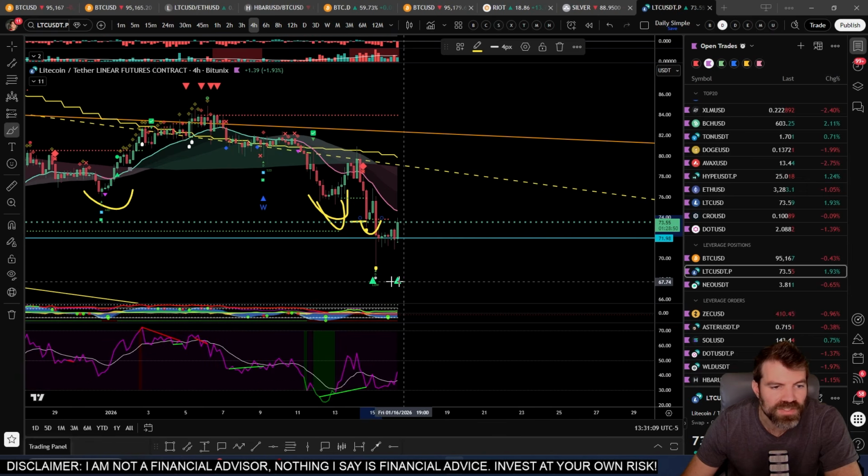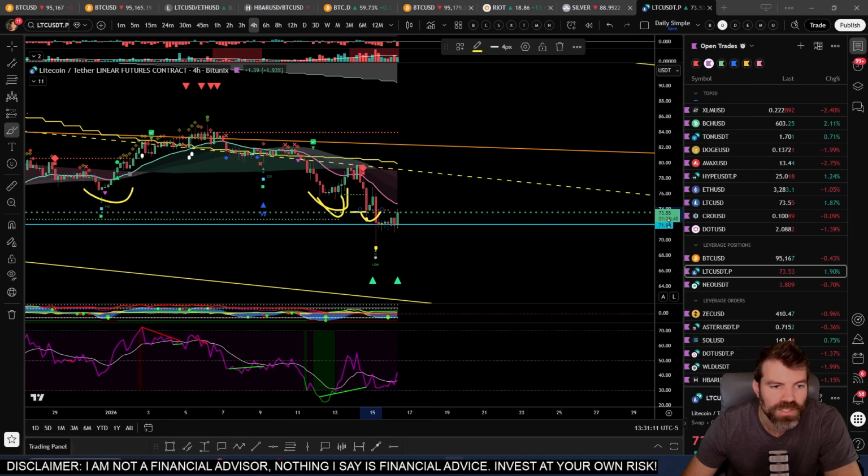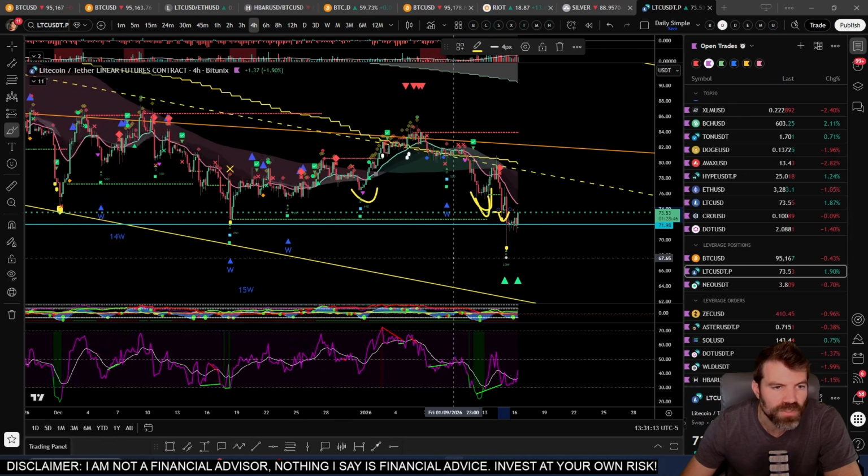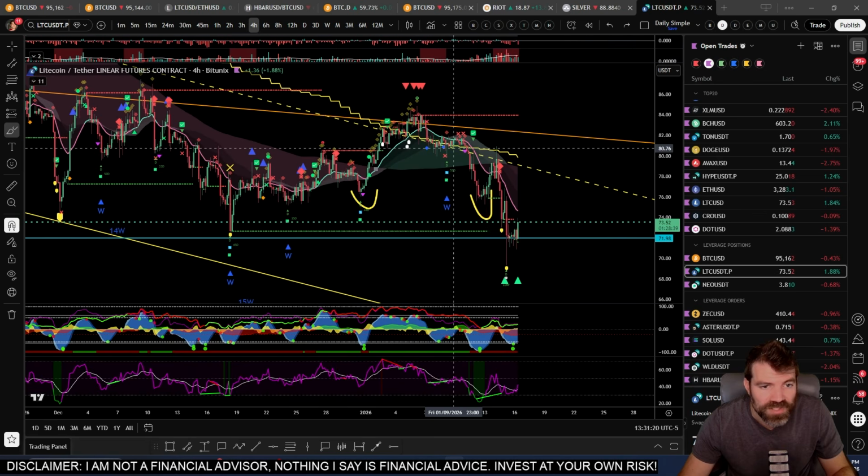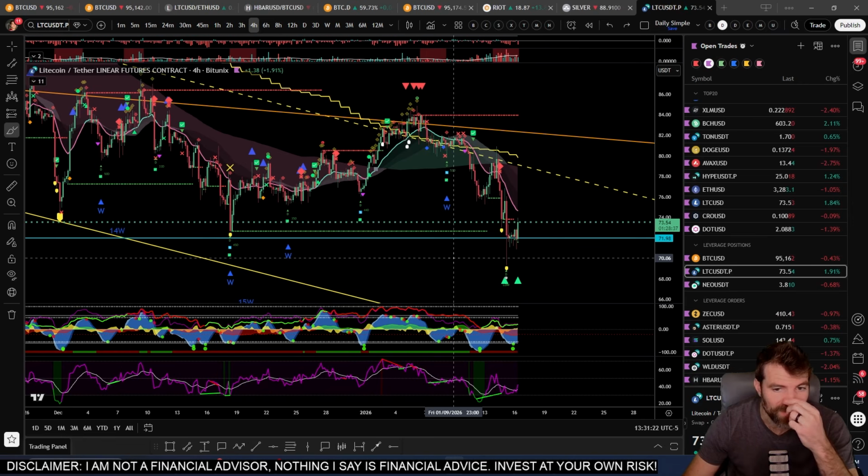But yeah, and then these little green triangles here are also bullish divergences on the 4-hour. So I think we'll see a move up. I think it could be a big move up, or it could be just a decent move up. It kind of depends on what happens in the markets here. But I think this is a good bet, and that's it.